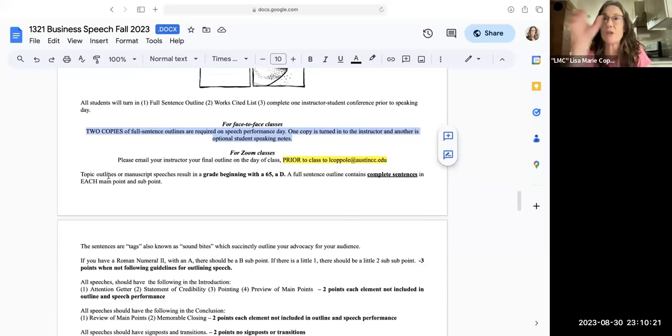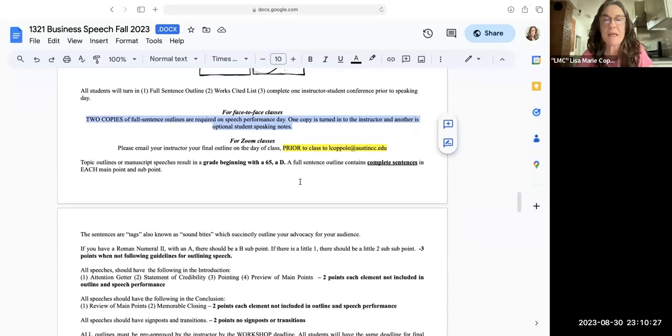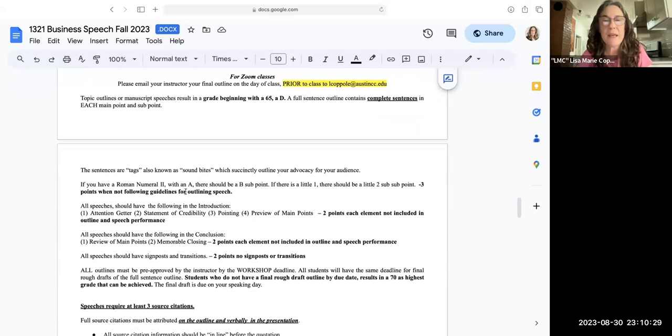So if you give me a topic outline, which is just a couple of words, or a manuscript, it's out of the gate a 65. It should be complete sentences. If you have a Roman numeral, let's say the color is red, subpoint A is, let's do blue. So if Roman numeral 1 is blue, subpoint A is Superman blue, you would need a subpoint B. I don't know, what's aqua blue, okay?